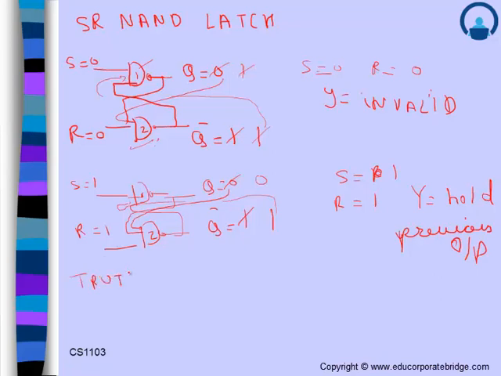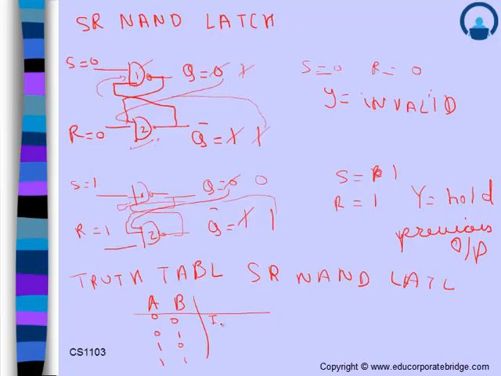Therefore, the truth table for the SR NAND latch is A B: 0 0, 0 1, 1 0, 1 1. 0 0 will be invalid, 0 1 will be 1, called set, 1 0 will be 0, called reset, and 1 1 will be hold. This is the working of the SR NAND latch.